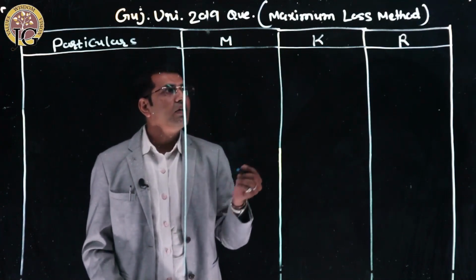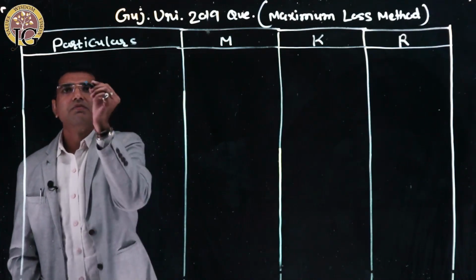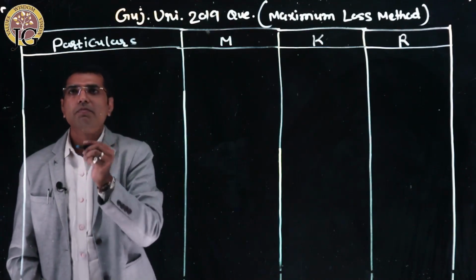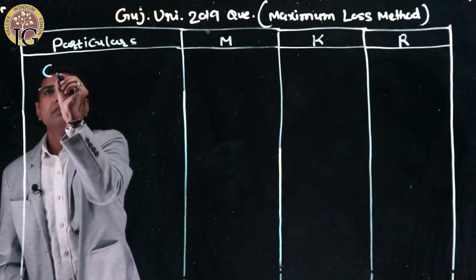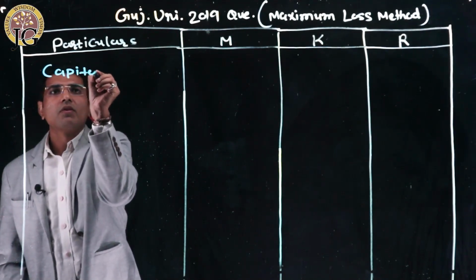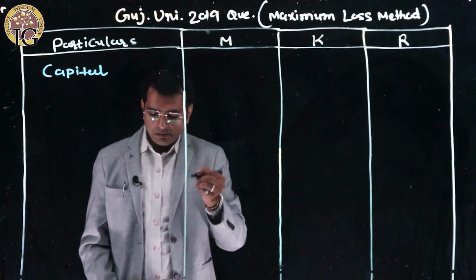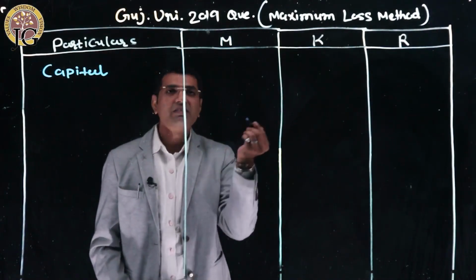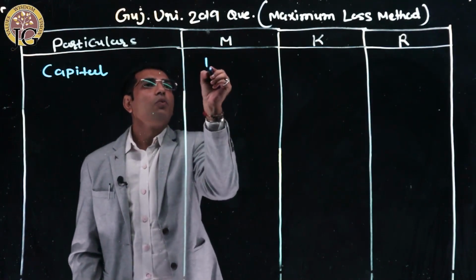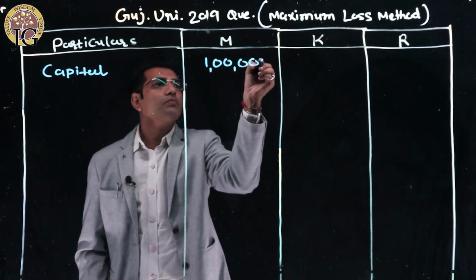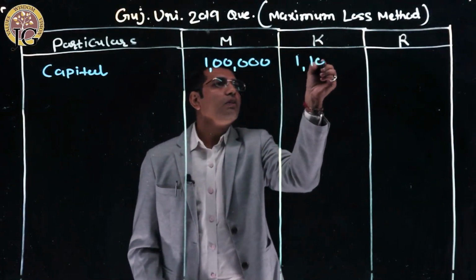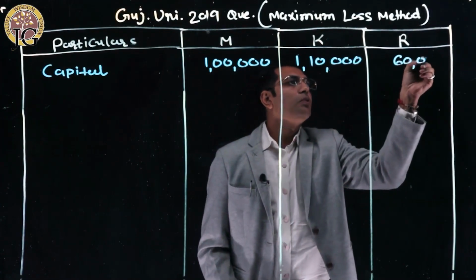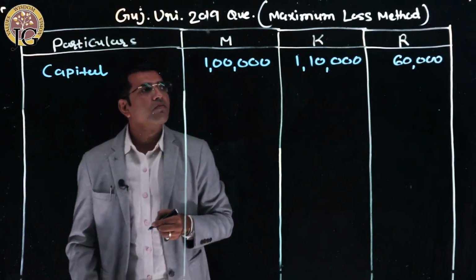And let's start. First, we have to write capital for all the partners, whatever contribution was made by the partners in the firm. So let's write capital of the partners. In the sum, partners' capital are given 1 lakh, 1,10,000 and 60,000. So let's write 1 lakh, 1,10,000 and 60,000 contributed by the R partner.